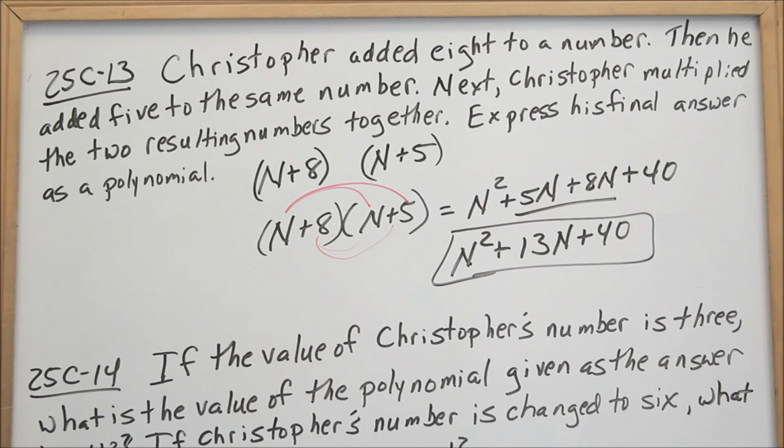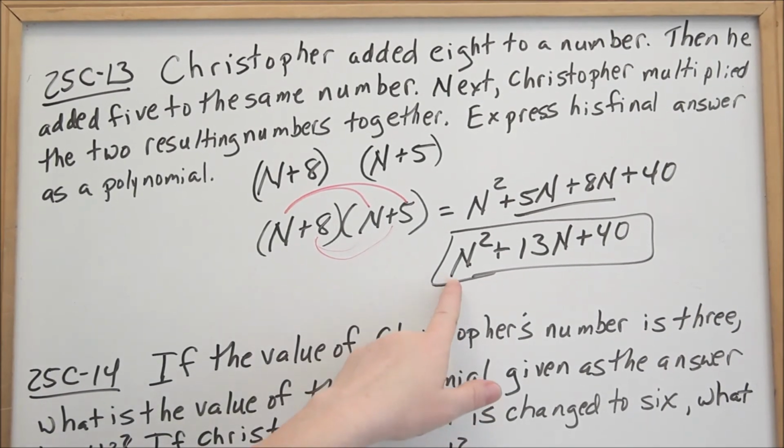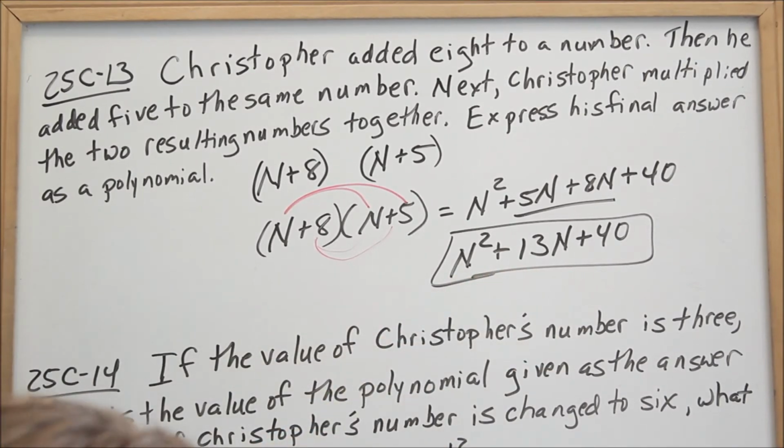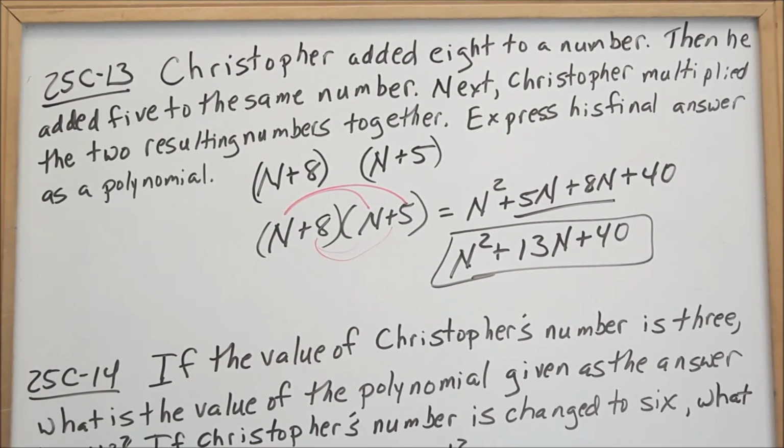That is your polynomial. Polynomial just means many terms. Turns out that's actually a trinomial, 1, 2, 3 terms, but it still can be called a polynomial.